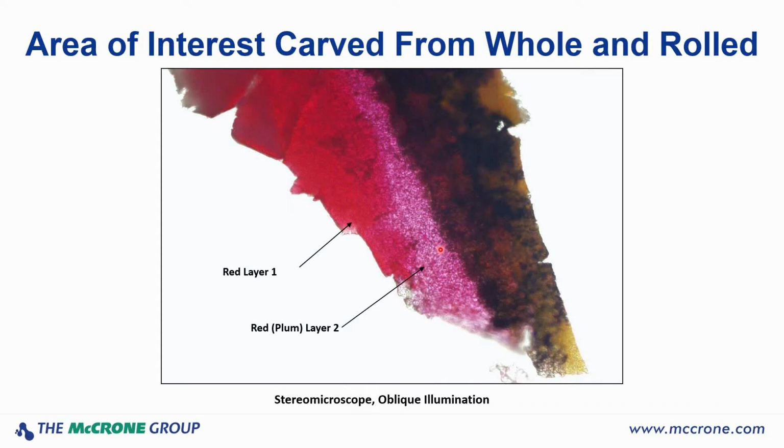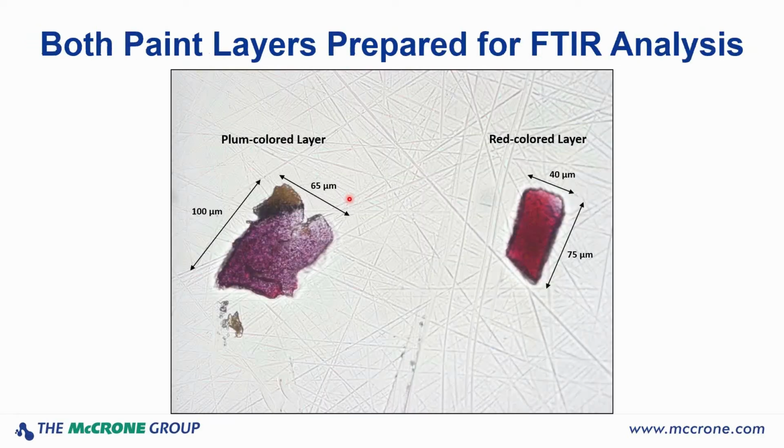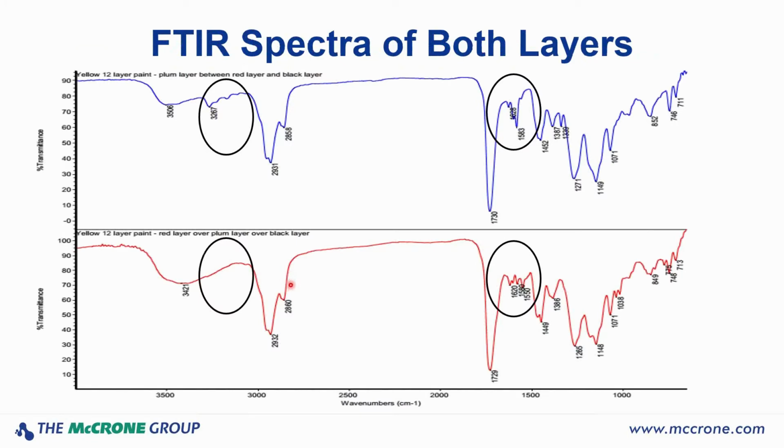So I went one step further, carved out a rectangle in here, staying as close to the center as possible, carving out a rectangle over here in the dark red area, pressing them on KBr, producing these two samples. Again, this is in coaxial illumination because you can see all of the surface scratches on the KBr. We've got our red layer and what I call the plum layer. We run our infrared spectra of those two samples.